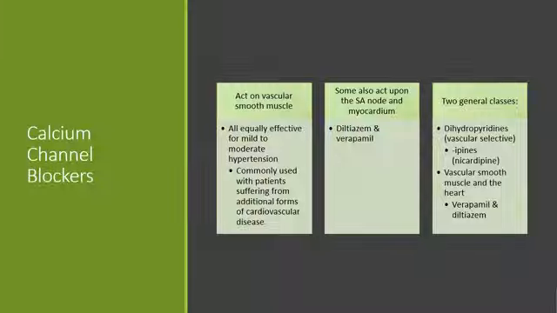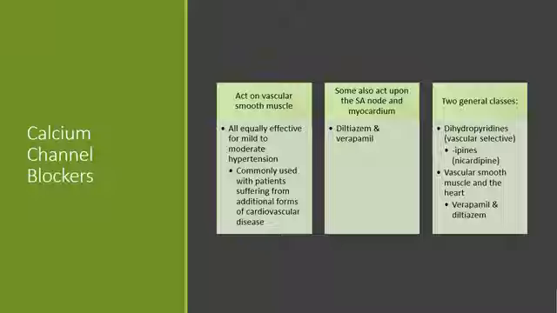Next, we'll talk about the calcium channel blockers. Calcium channel blockers have a couple different sources of action depending on the classification of the calcium channel blocker. They act on vascular smooth muscle. They all are equally effective for managing mild to moderate hypertension, and so they can be used for patients suffering from additional forms of cardiovascular disease in addition to hypertension.